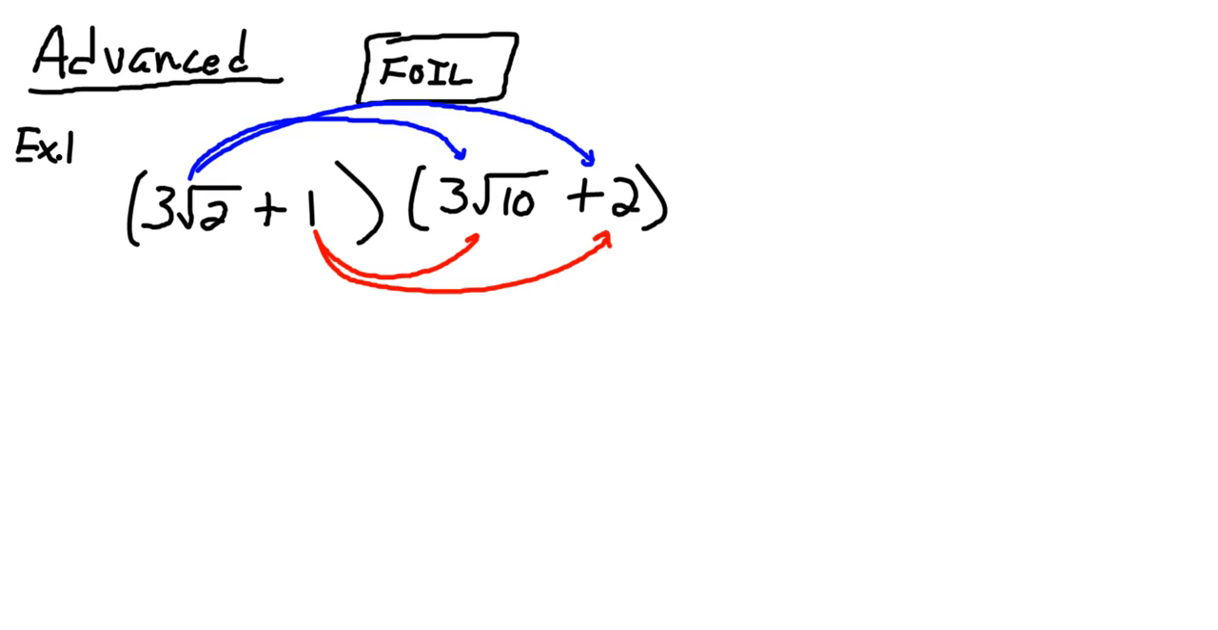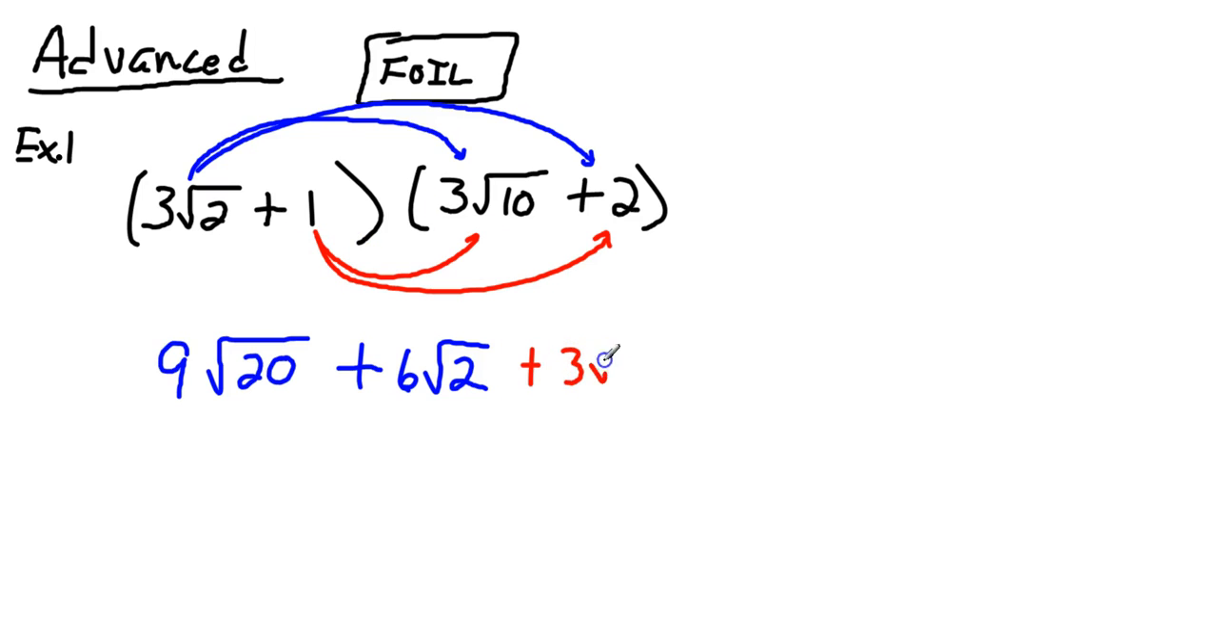Okay, so going on the blue line here, 3 square root of 2. 3 times 3 is 9. 2 times 10 is 20. On the second one, you've got 3 times 2, which is 6. There's nothing to multiply the square root of 2 by, so it'll just stay square root of 2. Multiplying by 1, 1 times 3 is going to be the exact same number. 1 times 2 is going to be the exact same number.